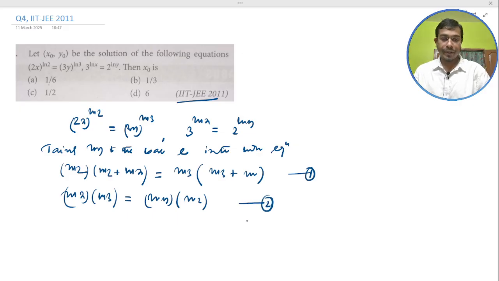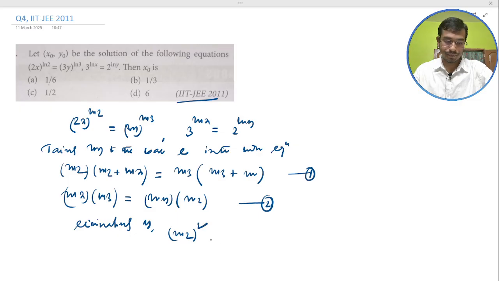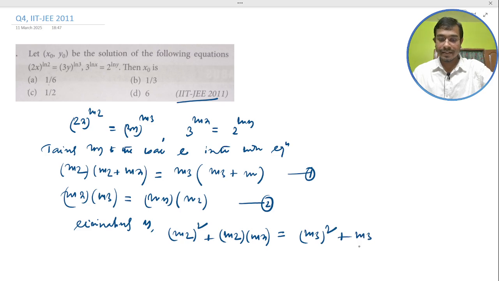Eliminating y between the two, you would get ln 2 whole square plus ln 2 into ln x, this is nothing but ln 3 whole square plus ln 3 dot ln x into ln 3 divided by ln 2.